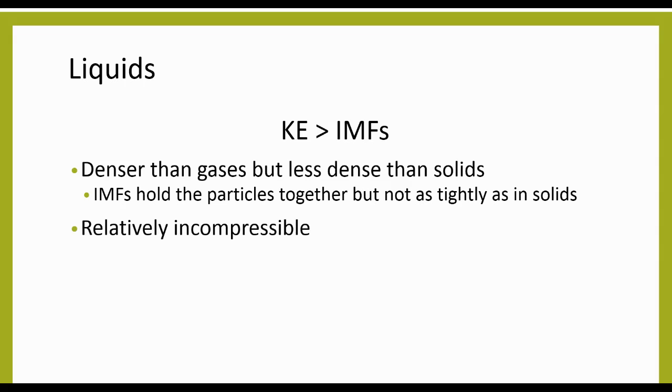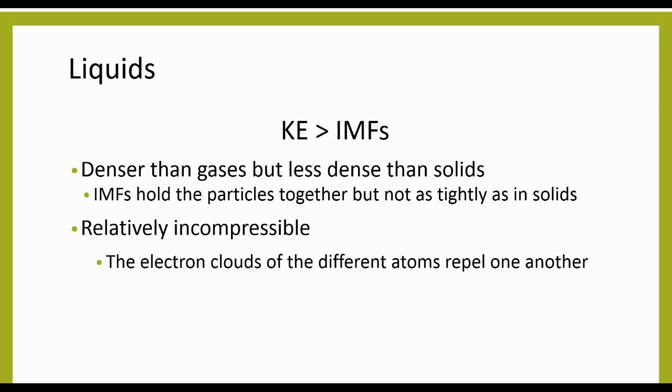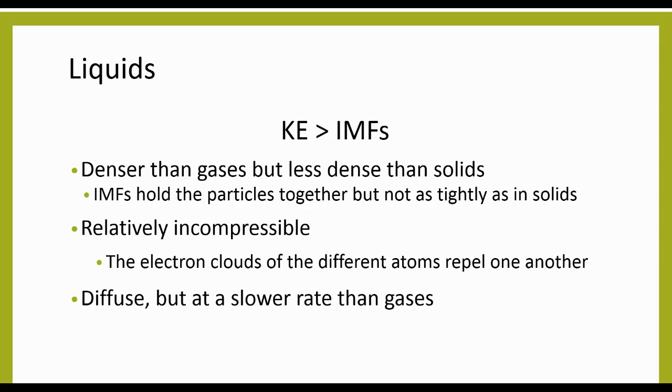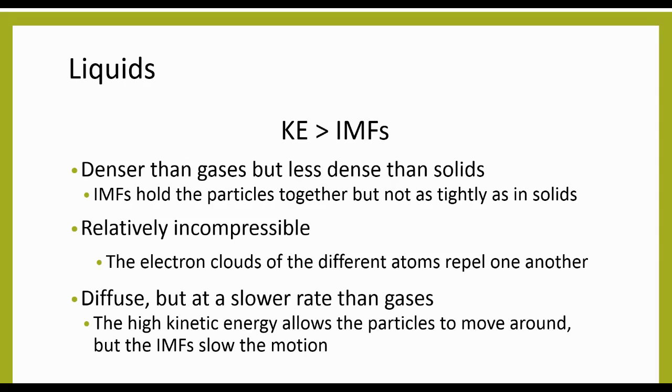They're relatively incompressible because even though they're able to move, there's still not a whole lot of space between those particles. And again, the electron clouds will repel the different atoms. Liquids can diffuse, meaning they can mix together, but this is going to happen at a slower rate than gases. That's because they have a lower kinetic energy. Okay, so the higher the kinetic energy is, the faster the particles move around.